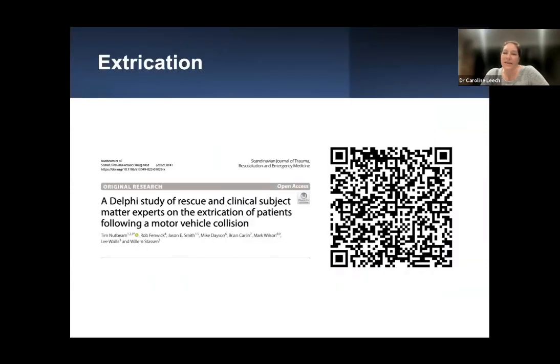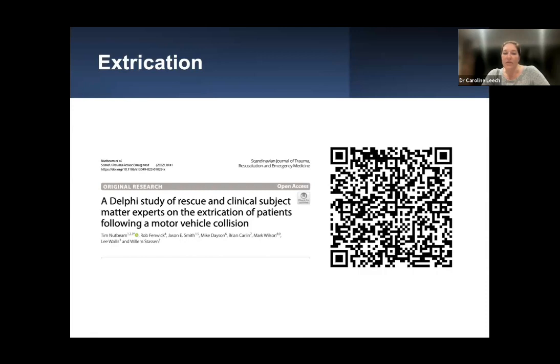Now, I don't want to obviously go off topic. We're talking about assessment, but while we're talking about spines, if you haven't already read this article about extricating patients from motor vehicle collisions, it's a nice bit of reading for you to do. So I'll just keep the slide up a bit longer so you can grab the QR code.